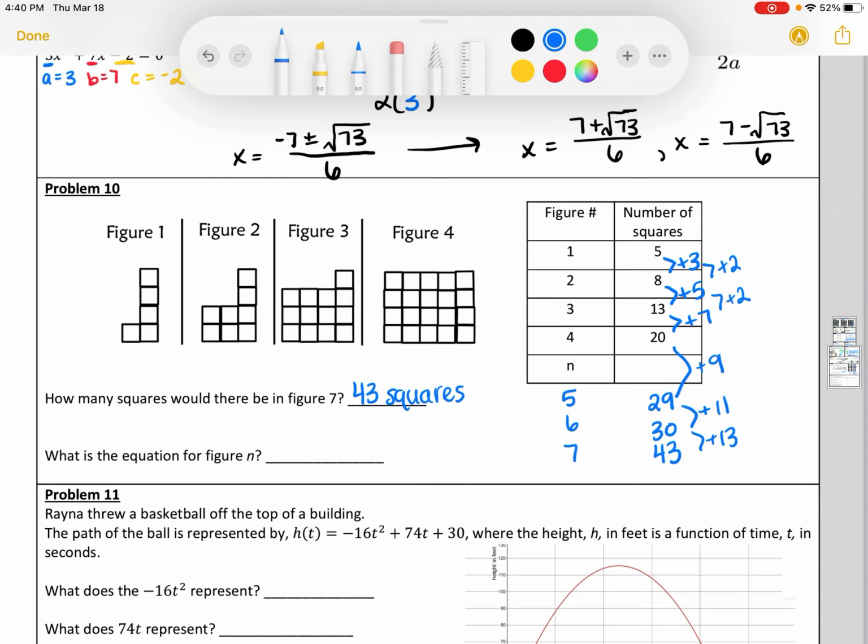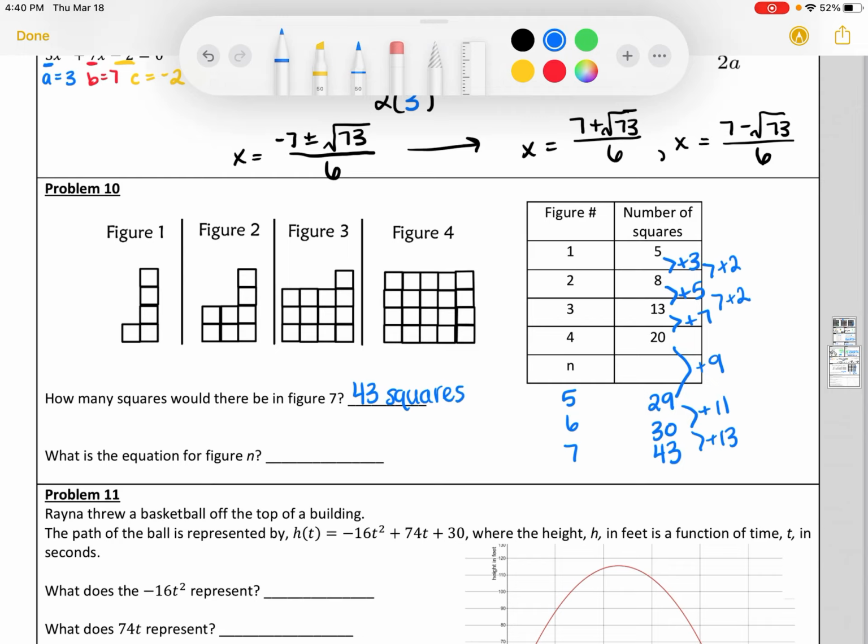I think that's the easiest way to find how many squares there would be by looking at the table. If you know it's quadratic, you'd see that it's adding by a number that's increasing by 2. Some people think of it as adding by every odd number and do it that way.